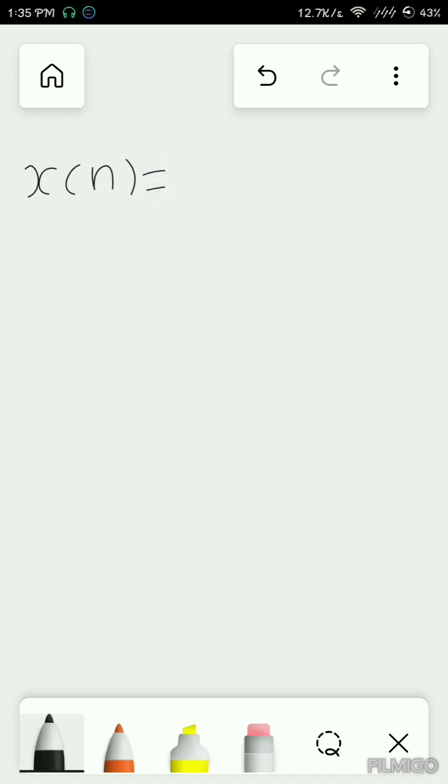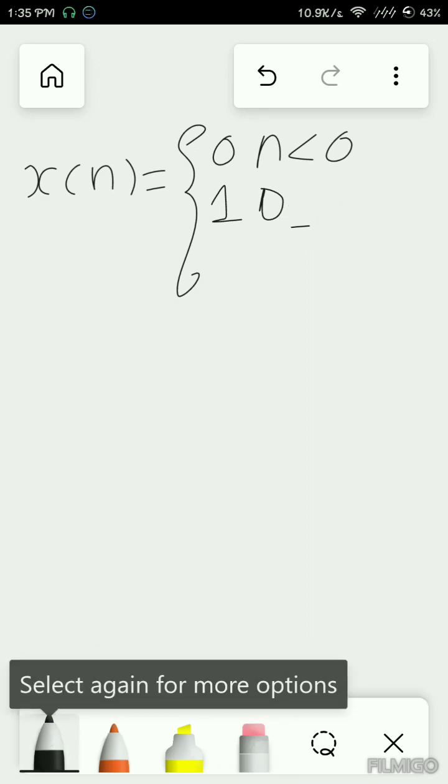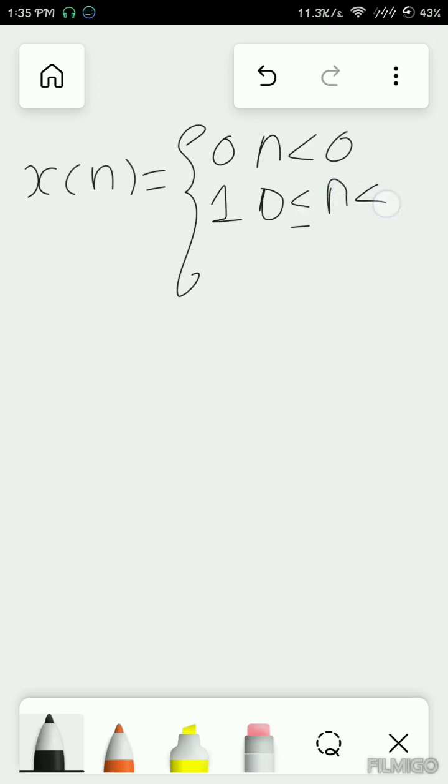So my x of n is equal to something different: 0 for n less than 0, and 1 for 0 less than or equal to n less than or equal to 9, and 0 for n greater than 9. So this is the question, and here only one condition satisfies because all others are 0. That is why I need to take only that into existence.